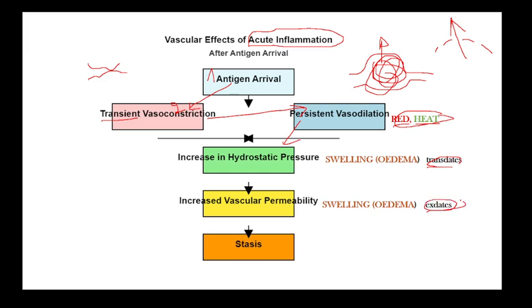Exudate edema is where the body fluid leaks out of the blood vessel, but contains proteins and other large molecules because of increased vascular permeability. After this, there is what we call blood stasis, where the neutrophils now intervene. So those are the 5 steps of acute inflammation: number 1, transient vasoconstriction; persistent vasodilation; increase of hydrostatic pressure; increase of vascular permeability; and stasis.